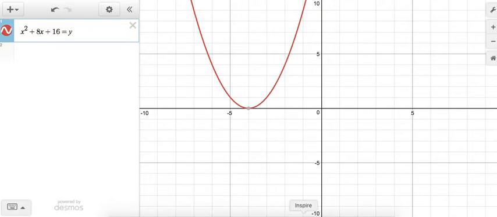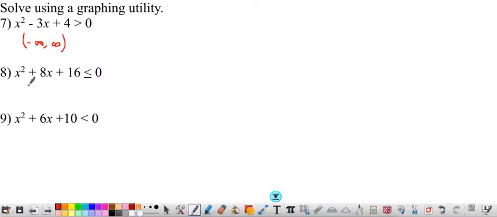So what values of x make this statement true? Only where x equals negative 4. That's the only time that it's true. All right, so how about number 9?